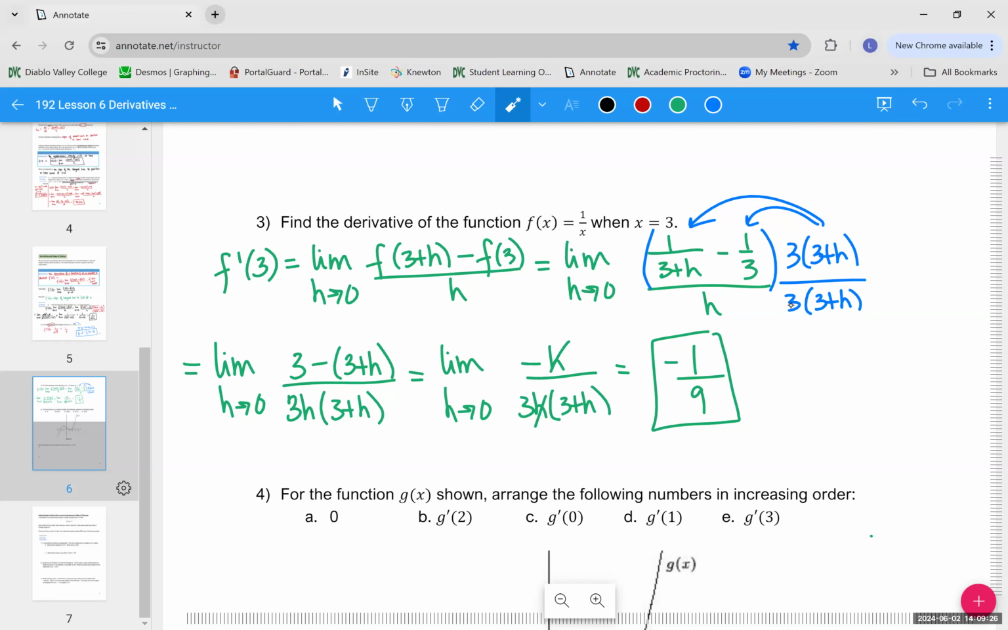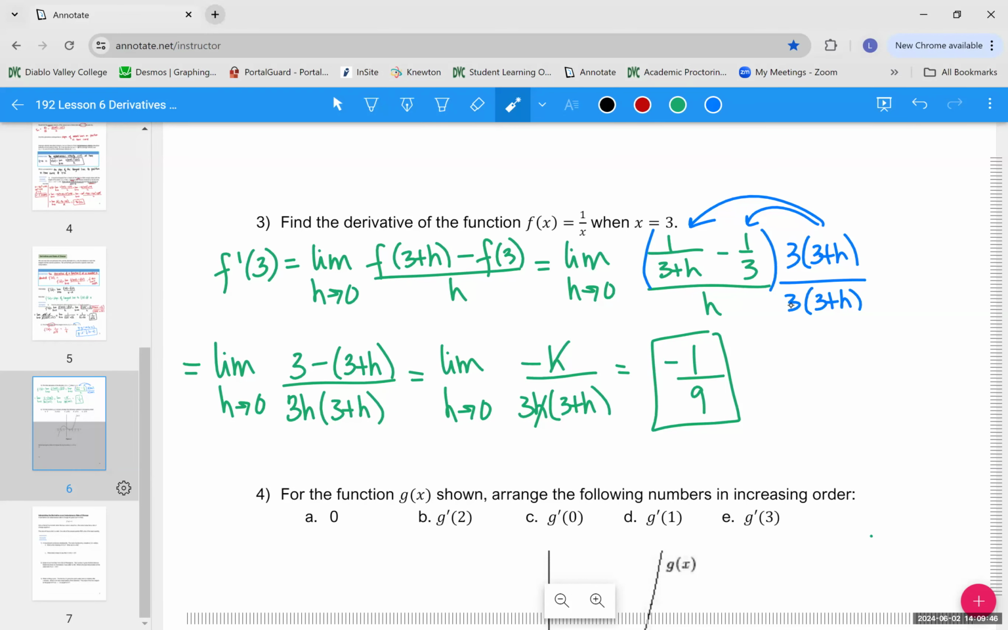Careful that I have to subtract that whole thing, so I need to distribute my negative. And then I'm just leaving those things multiplied as factors in the bottom. Distribute my negative, my 3's will cancel, and then my h's will cancel. And then I'm able to plug in my h equals 0.